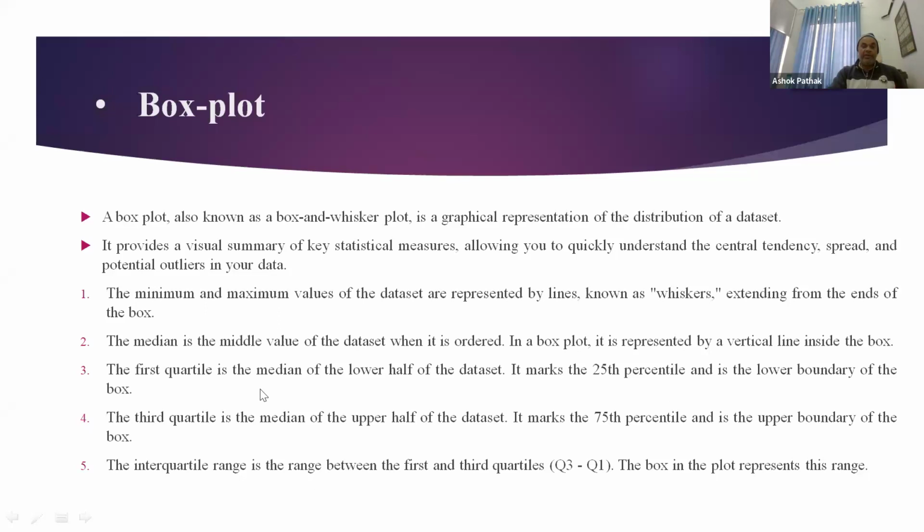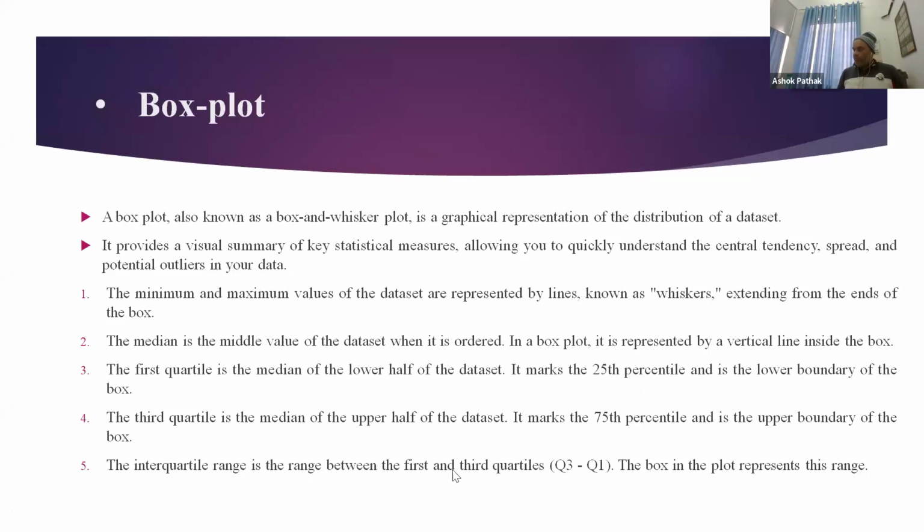The first quartile is the median of the lower half of the data set, the 25th percentile, and it is the lower boundary of the box. The third quartile is the median of the upper half of the data set, the 75th percentile. The interquartile range is nothing but Q3 minus Q1.